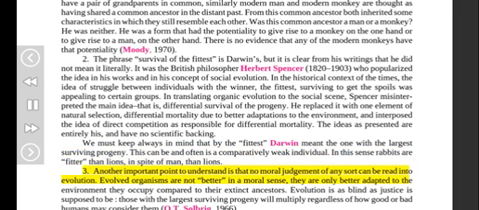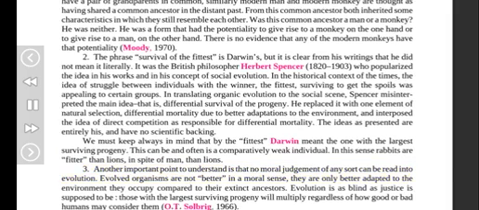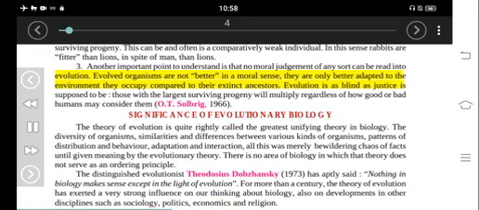3. Another important point to understand is that no moral judgment of any sort can be read into evolution. Evolved organisms are not better, in a moral sense, they are only better adapted to the environment they occupy compared to their extinct ancestors. Evolution is as blind as justice is supposed to be. Those with the largest surviving progeny will multiply regardless of how good or bad humans may consider them. O.T. Solbrig, 1966.